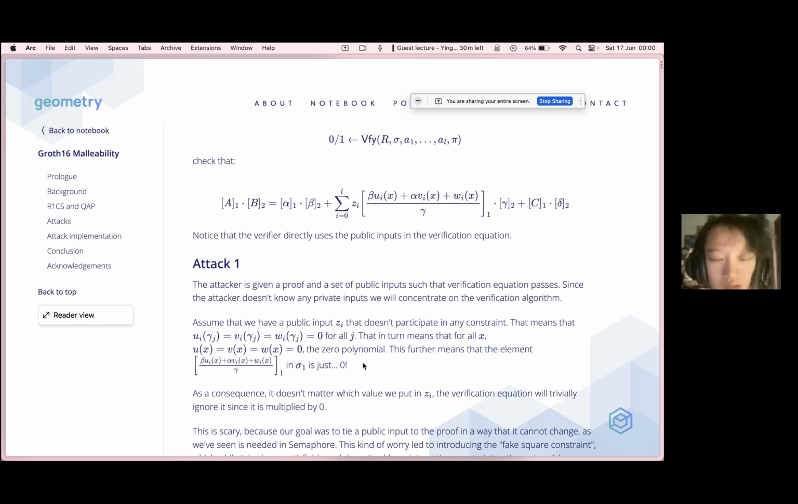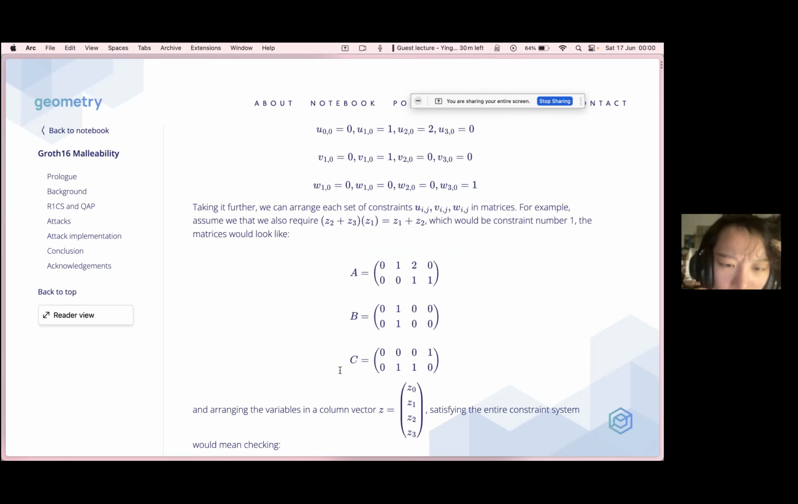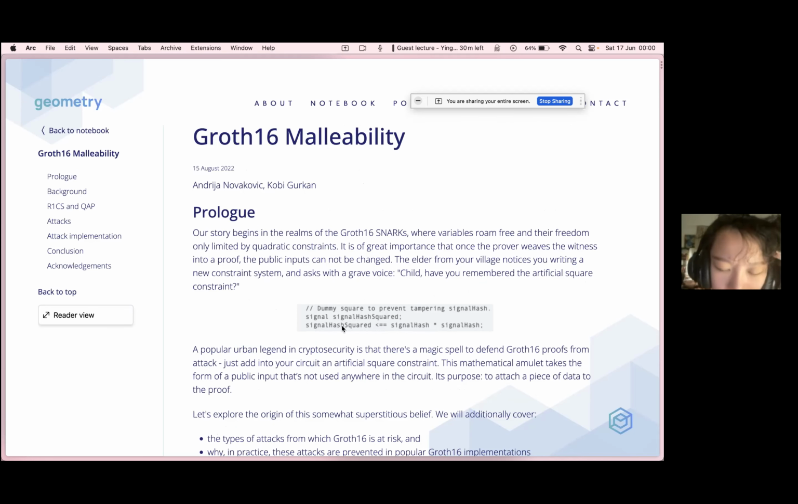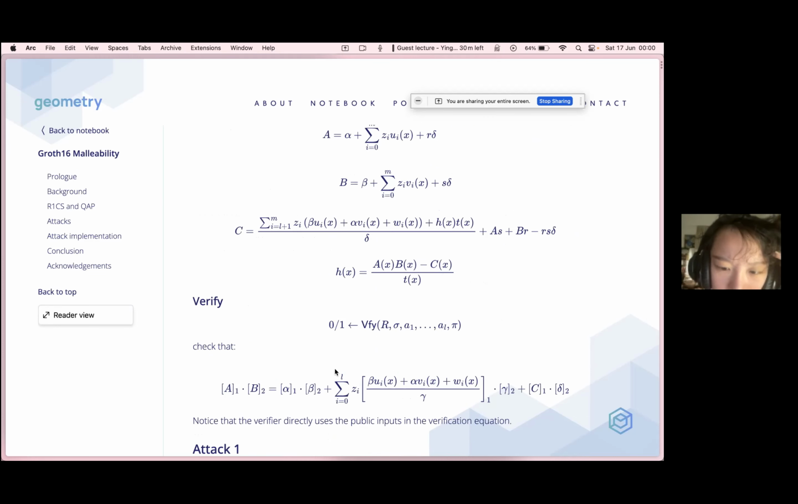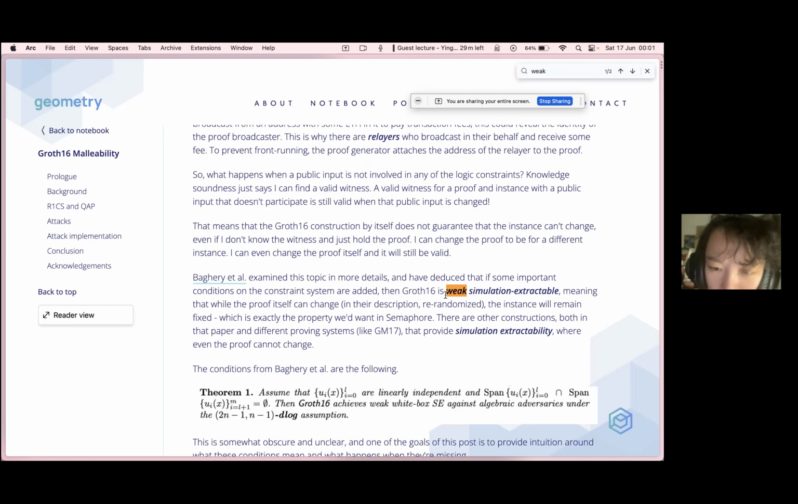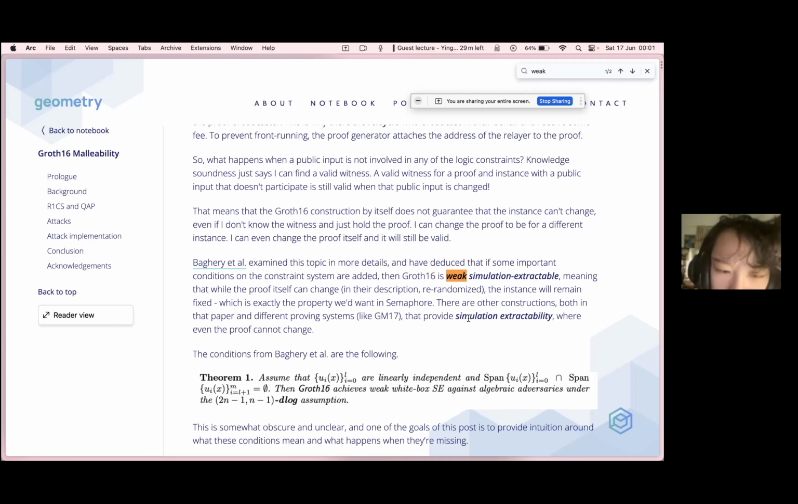So the common kind of hack to get around this is to just introduce a dummy constraint that always passes. And the effect of that is to make these terms here non-zero, and to bind your proof to the public input used at proof creation. But I think actually this just gives you something called weak simulation extractability and not full simulation extractability.